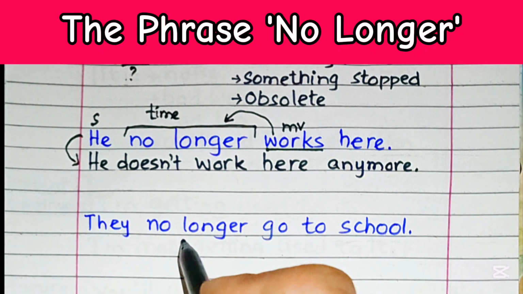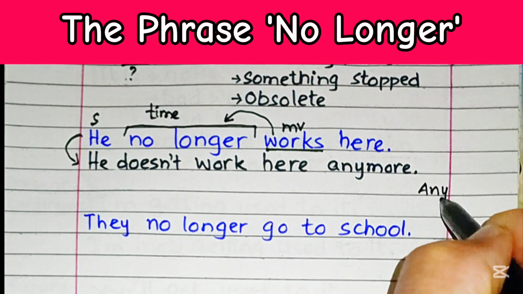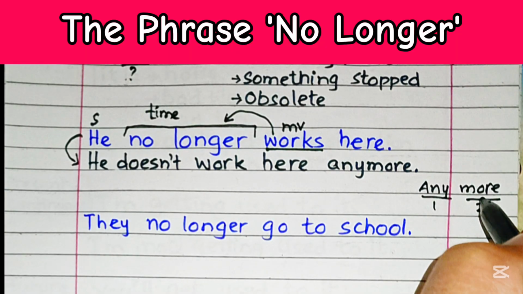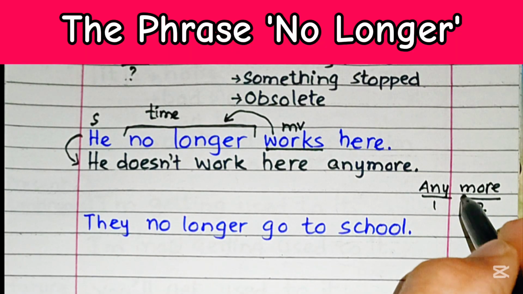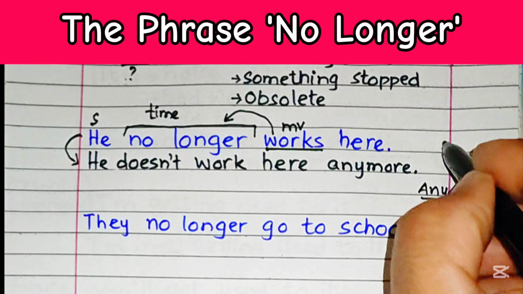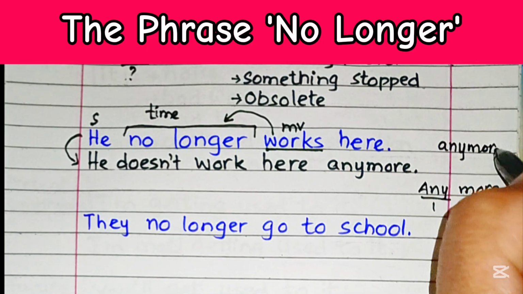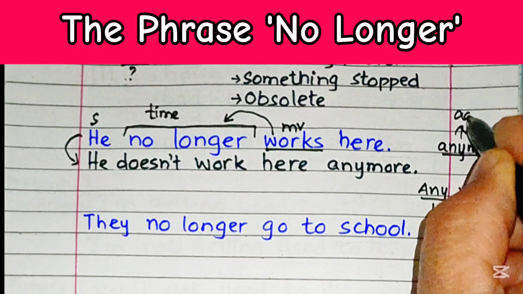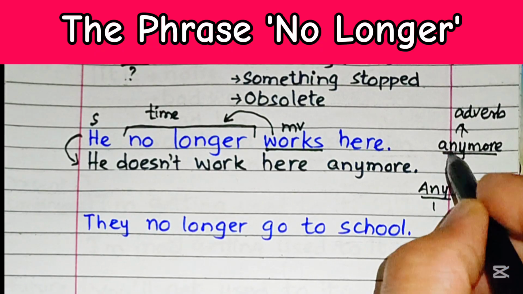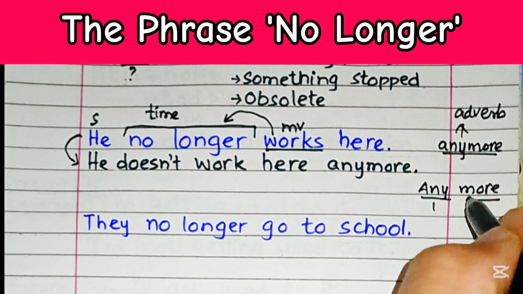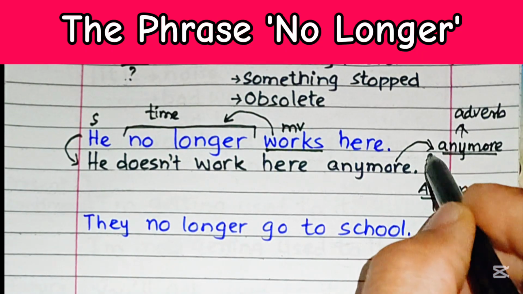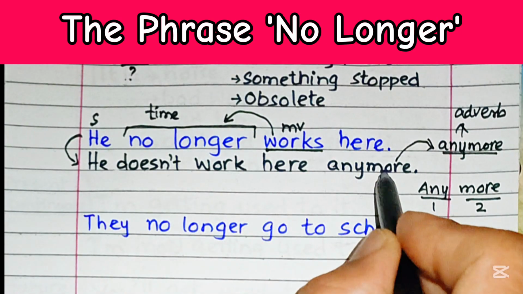When writing "anymore," these are actually two words, "any" and "more." This one is one, and this one is two. "Anymore" as one word is acceptable as an adverb. If we put it like this, "any more," then this is going to be an adverb, and this will be acceptable as an adverb. You can also use "any more" in a separate manner. So over here, this one is being used as an adverb. He doesn't work here anymore.